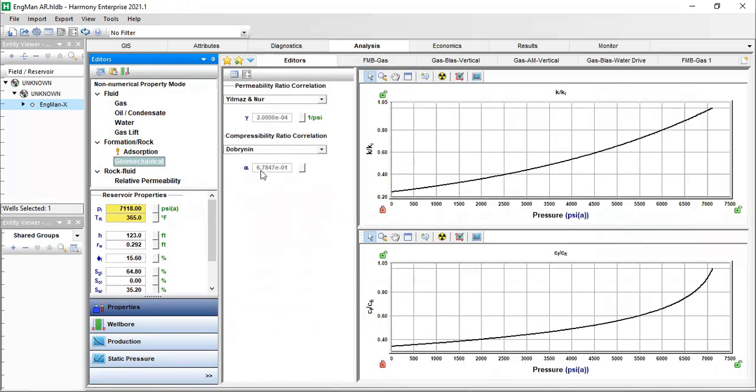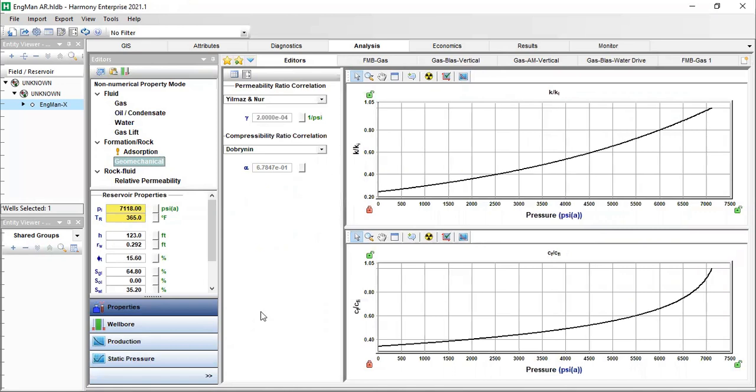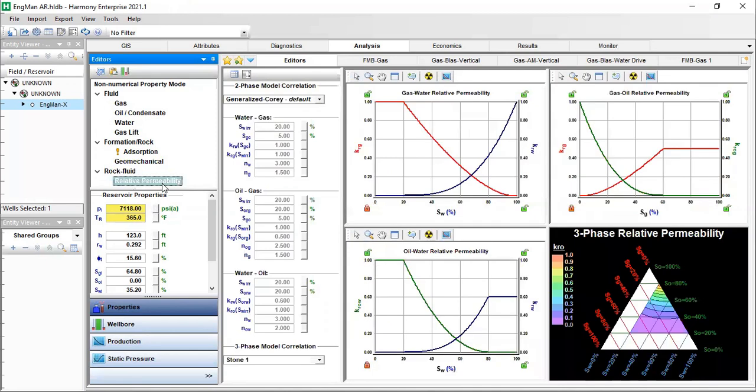Okay, and then for the geomechanic, you can also input the permeability modulus, okay, or Young's modulus. But in this case, it will not be considered. And then relative permeability for gas water relative permeability, gas oil relative permeability, oil water relative permeability, you can input, but in this case, I will use default numbers. Okay. And this is the 3-phase relative permeability.